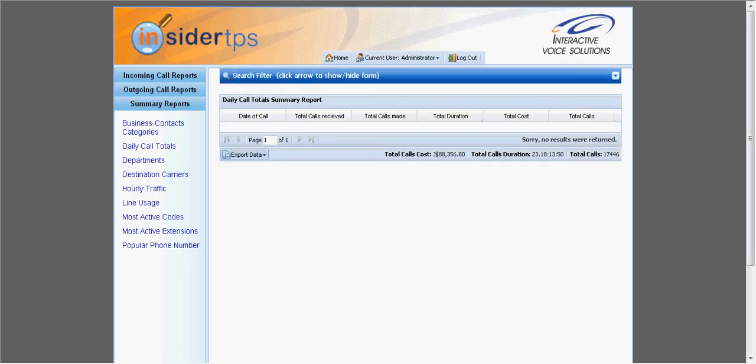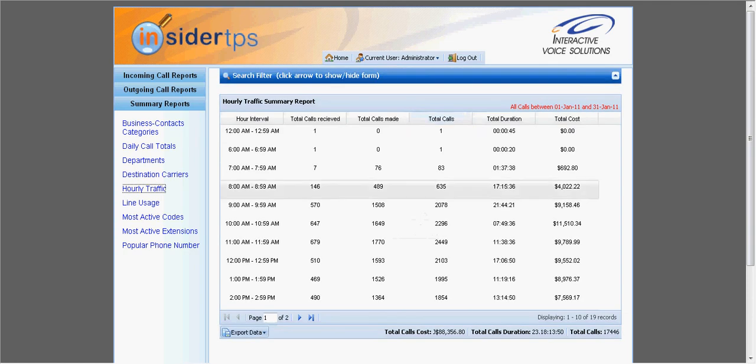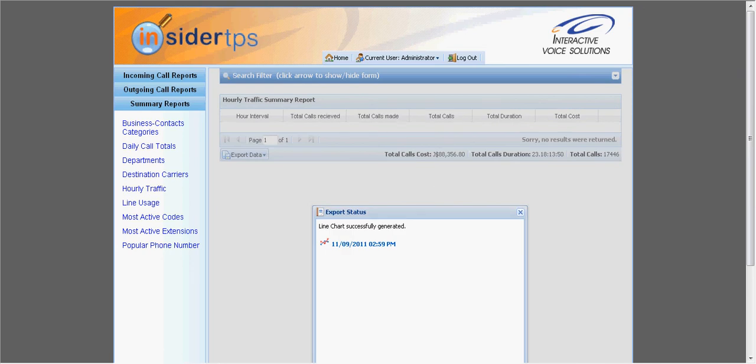In addition to this particular report, you can look at the hourly traffic for your organization. The hourly traffic report will help you to spot what your busy time of day is for both receiving calls as well as for making calls. This particular report shows the day broken down into 1 hour blocks, and you can export it to a line chart or a bar graph.